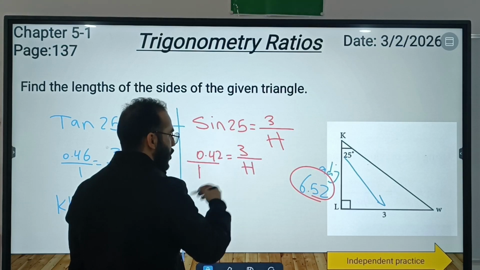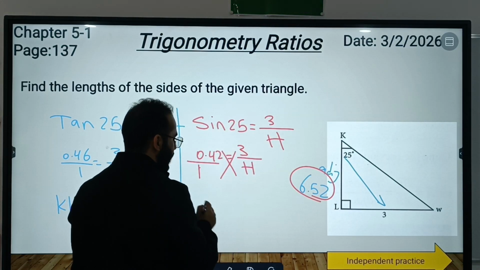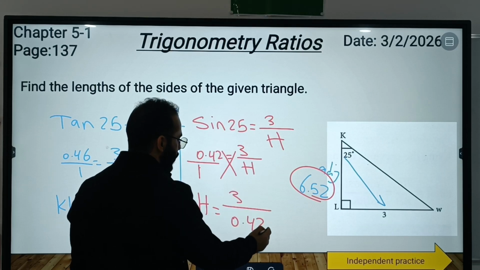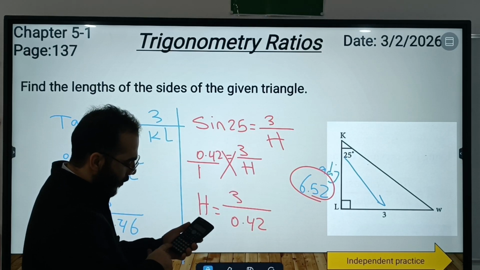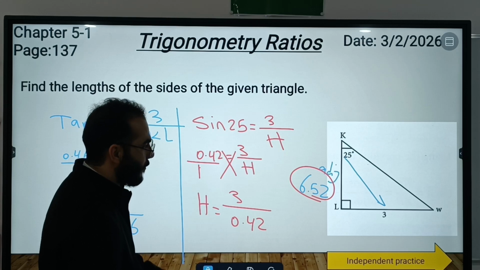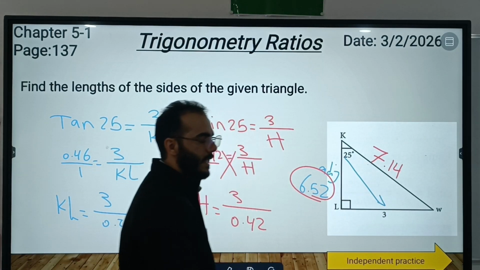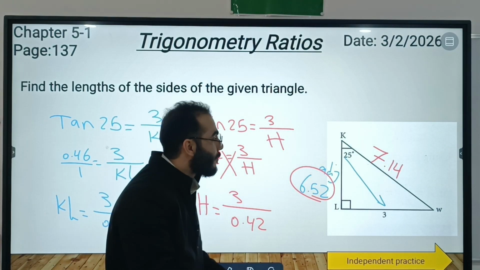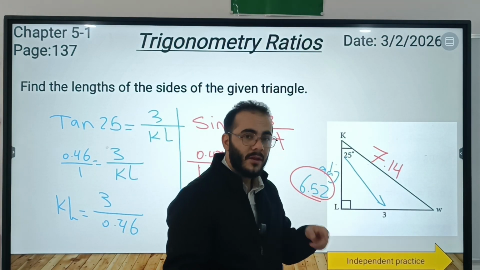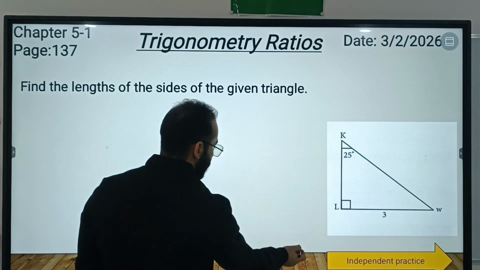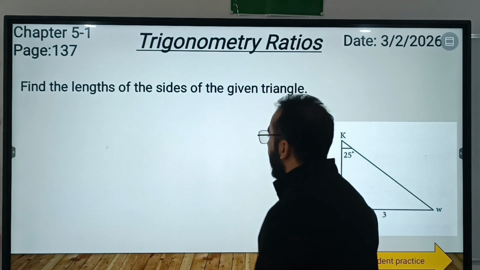Give a denominator 1, cross product. After simplifying, hypotenuse equals 3 over 0.42. So 3 over 0.42 equals 7.14. So that side is equal to 7.14. Always the hypotenuse must be bigger than the legs. Otherwise, you made a mistake. Perfect.